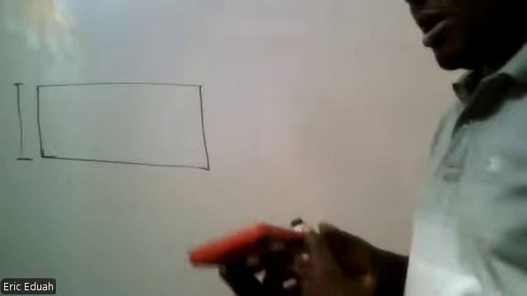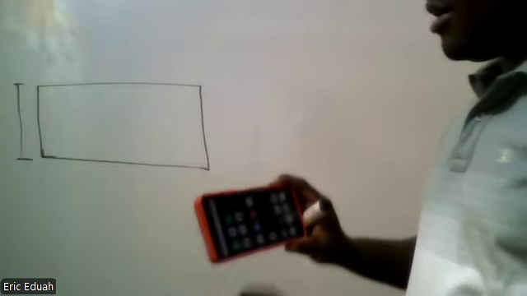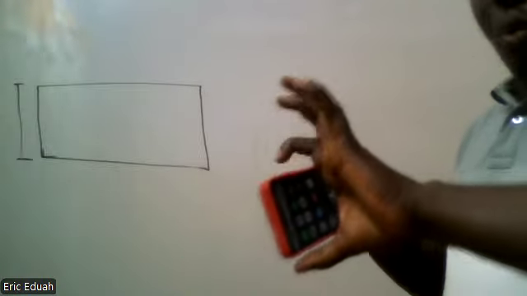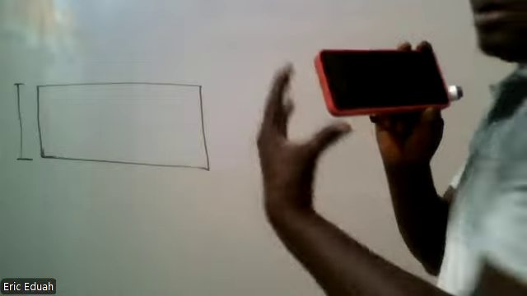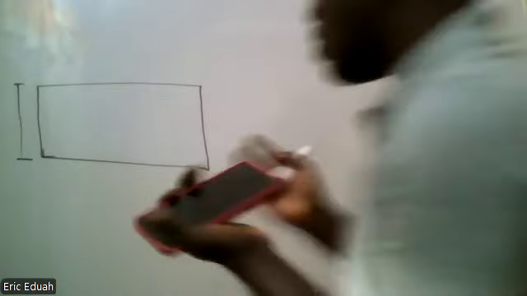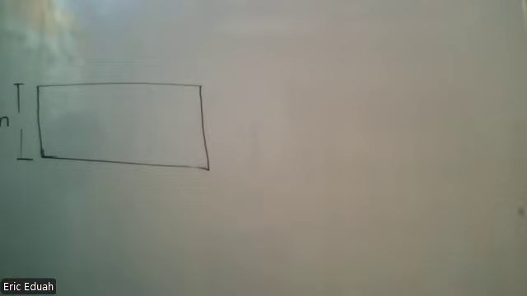So this becomes the width of the glass block, the width. So the width is represented as h.